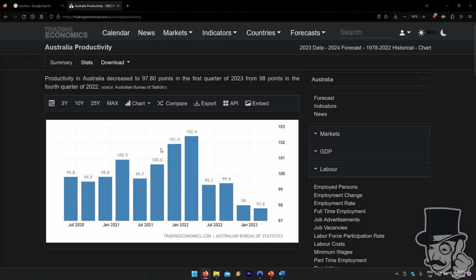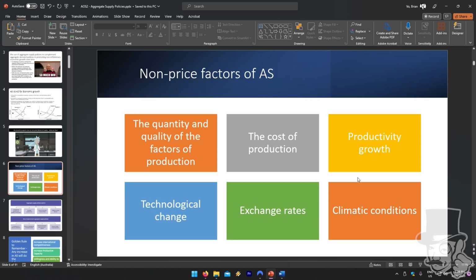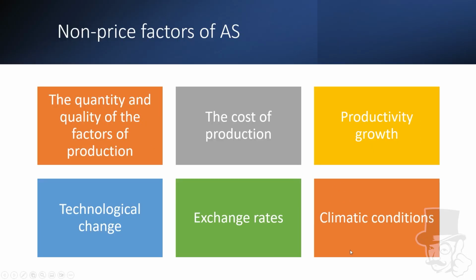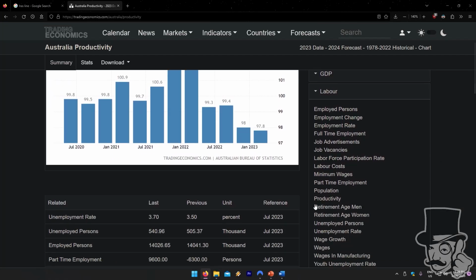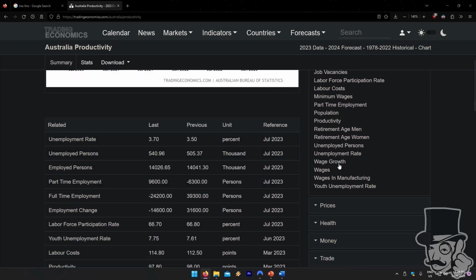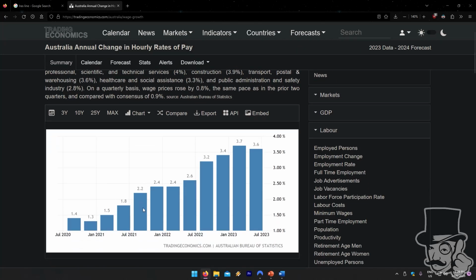Alright, so you can see that since 2022 productivity has actually gone below 100, so we are less productive than we used to be. That's not a good sign. So that's causing some supply constraints, maybe contributing to our increased inflation problems. Cost of production has gone up because the tightness of the labour market has put up wage pressures. I'm pretty sure if I look it up, wage growth, yeah, you can see since 2022 it's been climbing.